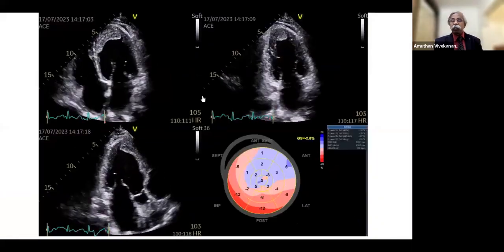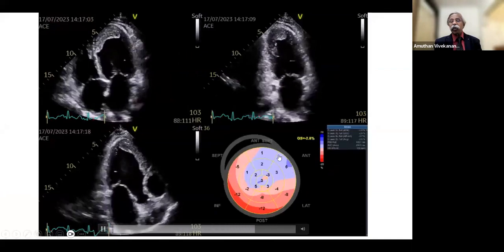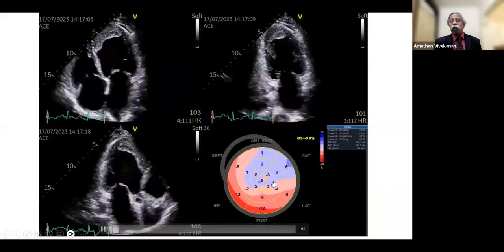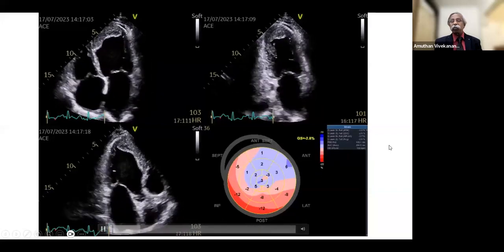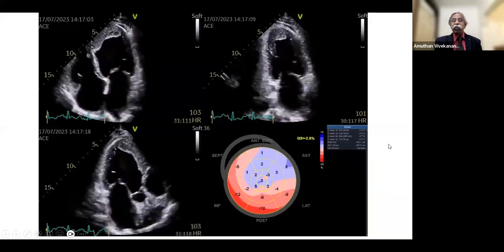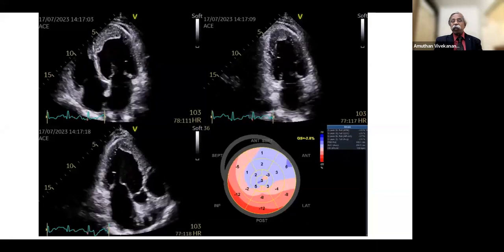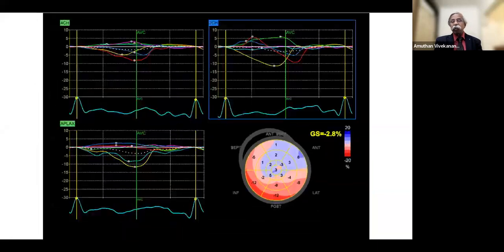So you can see the difficulties in these patients. And yet, this is a strain map. It is related only to that territory of the LAD, the LAD territory, anterior septum, anterior wall. And this is the layer concept. You can analyze the strain by layer concept. And without that, unlike the PET scan, you can have taken this case for angioplasty.